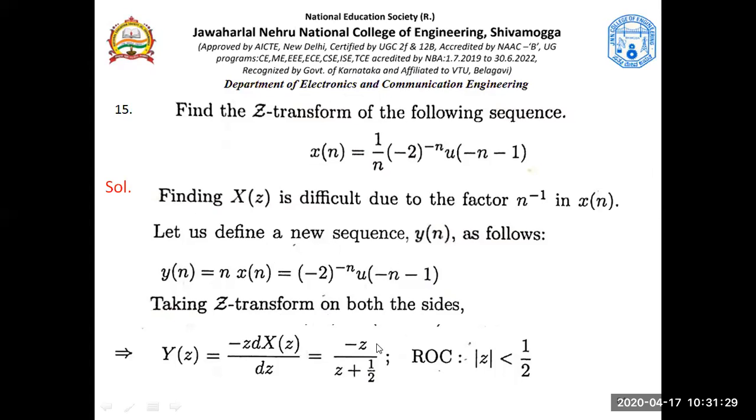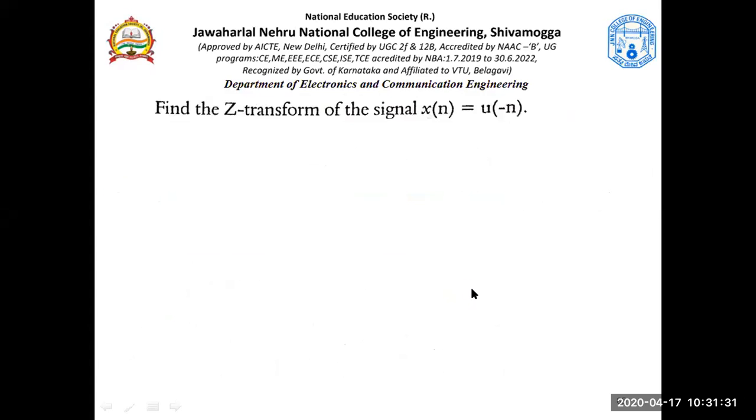Fine. Okay, let's move on to the next problem, wherein we are again asked to find out the z transform of u of minus n using the properties. Again going back, I'm just trying to solve some more problems.